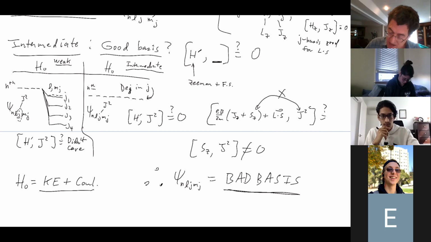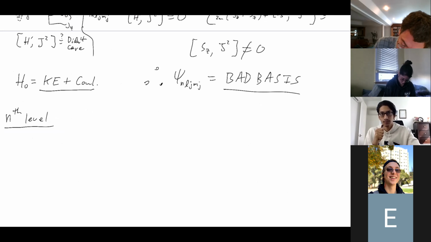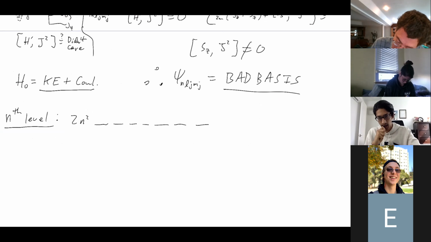And so then what you have to do, well, I'll ask you, what do you have to do? You have this degenerate state. You know that the nth level is highly degenerate. It has a 2n squared degeneracy. So there's all these different states in the nth level. I'll write it like this.